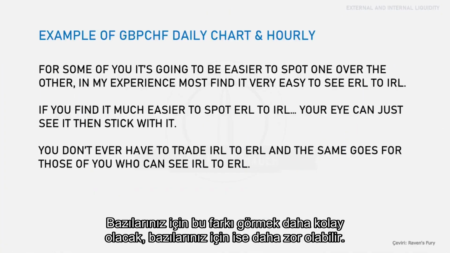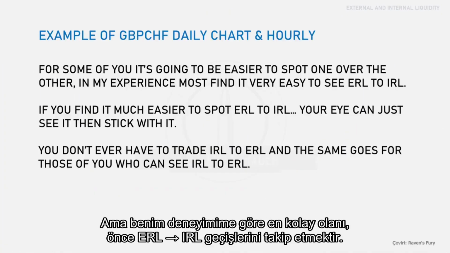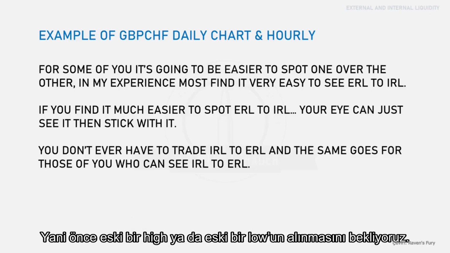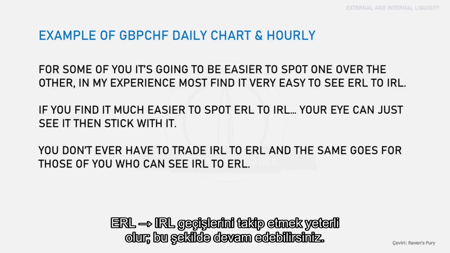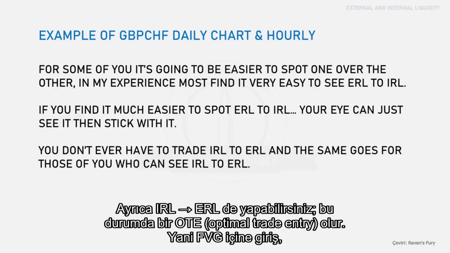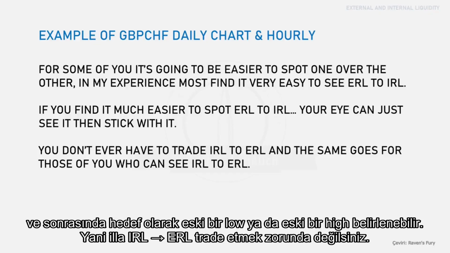For some of you it's going to be easier to spot than for somebody else, but in my experience I found it easiest to see external range to internal range first. So we wait for an old high or an old low to get raided, right, and then we want to trade into an imbalance as a clear draw on liquidity. If you find it easier to spot external range to internal range, you can just stick with it like that. You can also go from internal range to external range, which could be an OTE entry, right, into a range on a fair value gap, and then aiming for an old low or an old high.